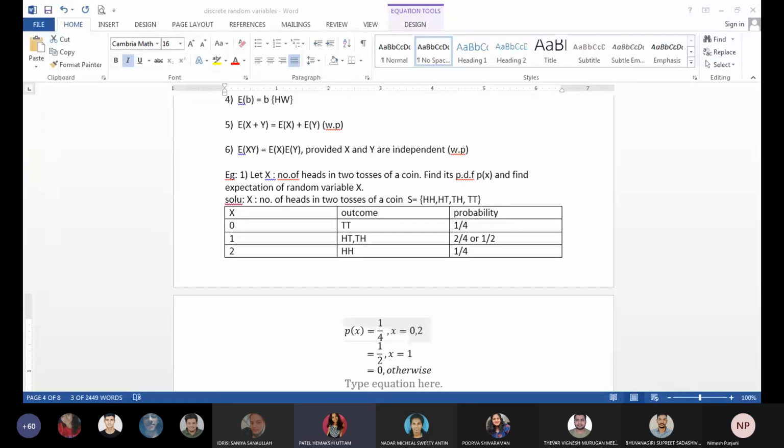So 1/4 plus 1/4 plus half. Now 2 times 1/4 will give me... Why did you take it? Yes, why did you take 1/4 two times? Because the values for both 0 and 2 were 1/4. Okay, that is the clarification I wanted.